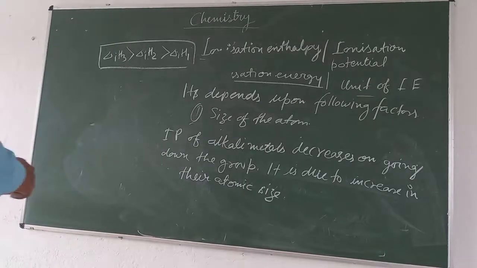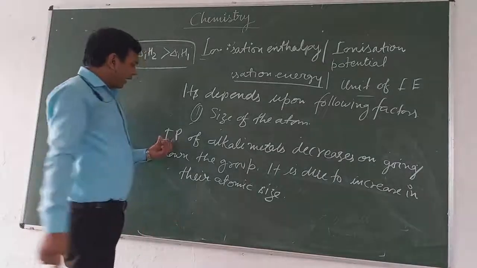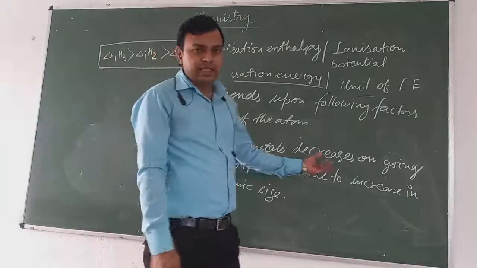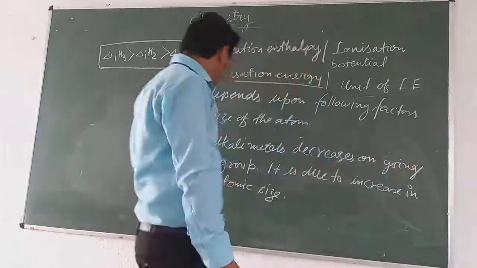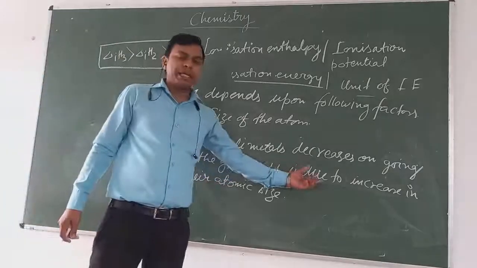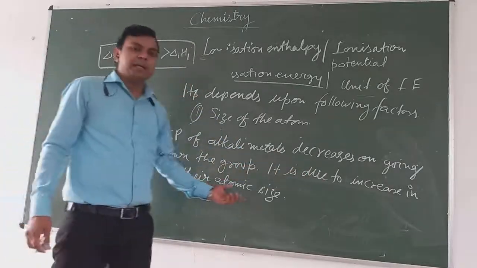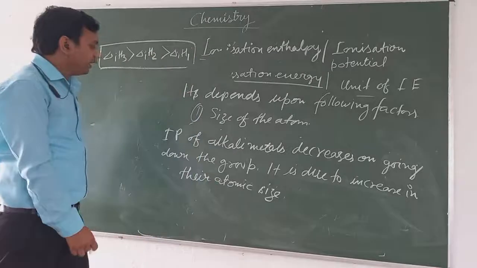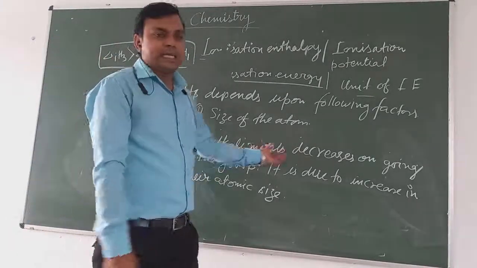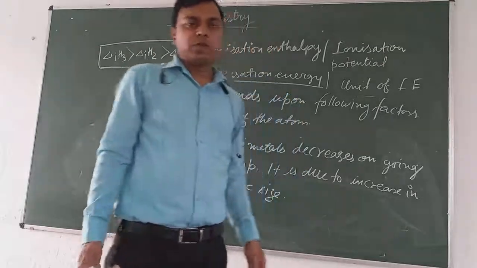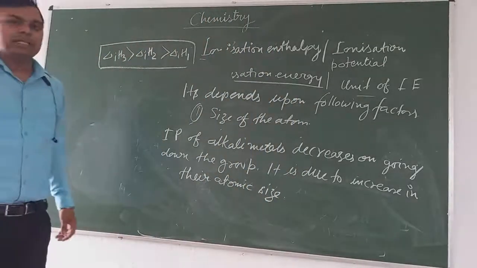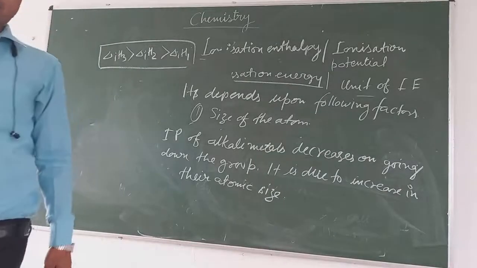Ionization energies or ionization potential of alkali metals decrease on going down the group. It is due to increase in their atomic size.